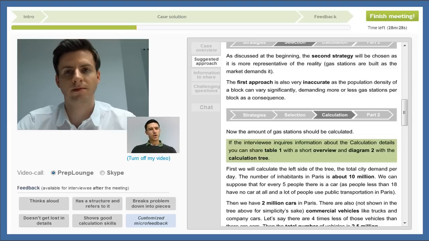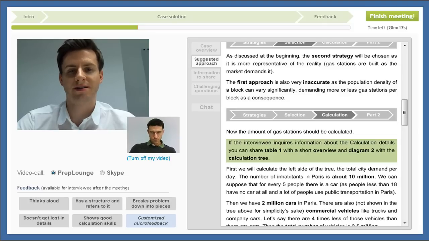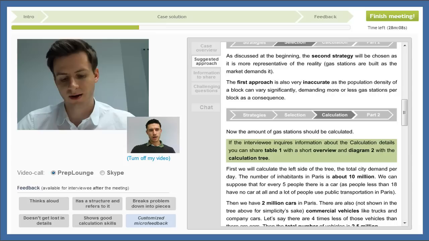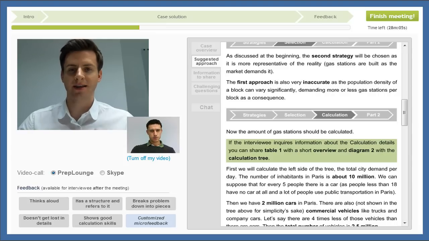Now that we have the number of cars, we need the consumption per car. I would assume that an average car needs about 4 liters per day. Explain 4 liters. It's based on, let's say, an average car needing 10 liters per 100 kilometers. Then I assume that half of the people that have a car drive to work every day, and let's say that's 70 kilometers. That would lead us to 7 liters consumption.